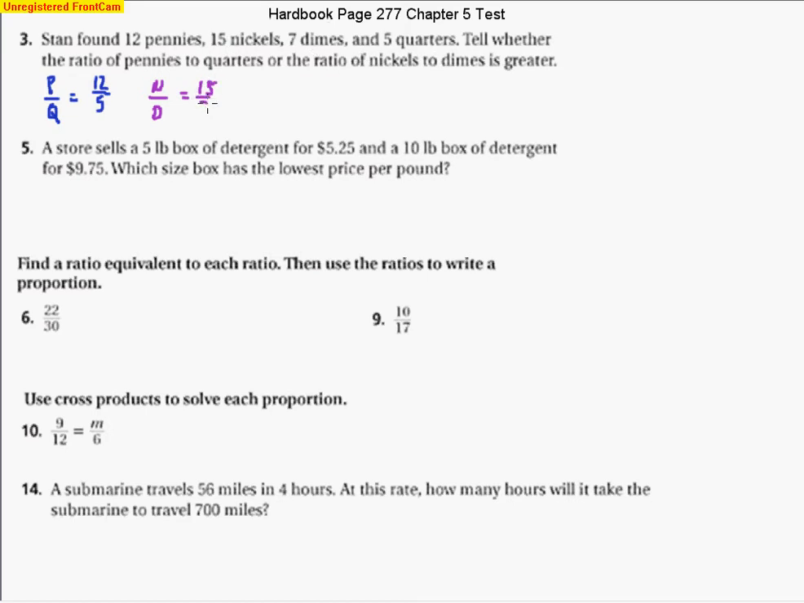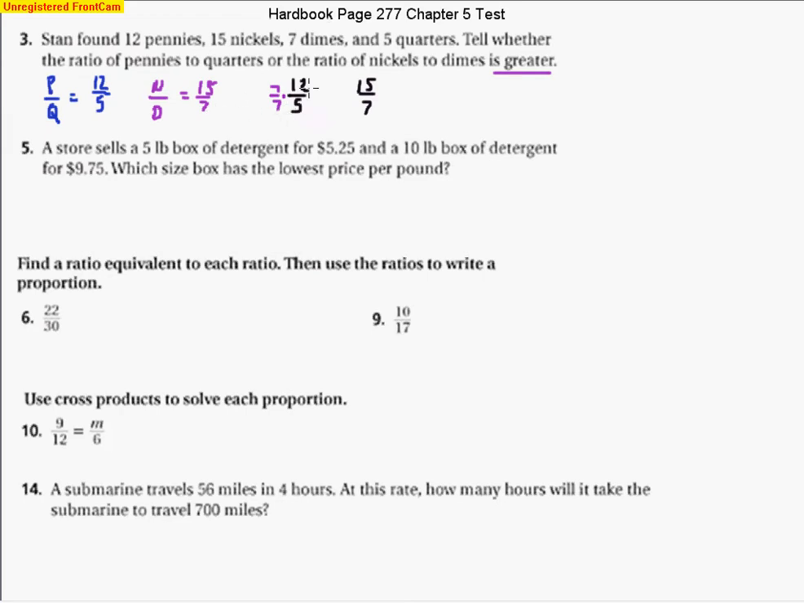So if we want to compare these two fractions to find out which is greater, what I'm going to do is come up with that common denominator and see which one has the bigger numerator afterwards. So I'm going to take these two ratios, the 12 to 5, and also the 15 to the 7, and figure out what number I need to multiply each by. Now, there's no common factors between 5 and 7, so I'm just going to multiply this fraction, the 12 fifths, by 7 over 7.